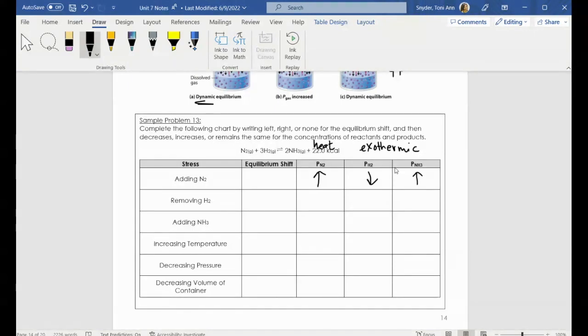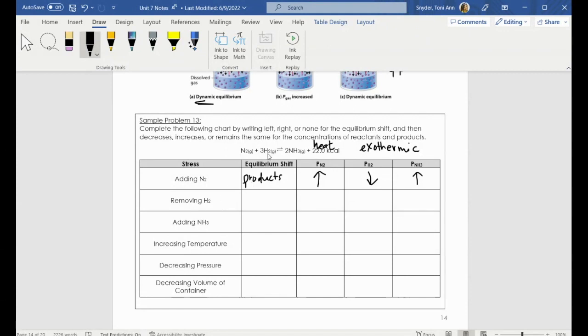Okay, so if I'm adding more of one reactant, that other reactant is going to get used up more, but I can produce more product. And we could see here what happens to the partial pressure as a result of this stress right here. If I add more nitrogen, I can have a shift towards the products in this case. So instead of writing left, right, or none, we're going to write towards the products. I can produce more products if I add more reactant, right? That makes sense that that happens.